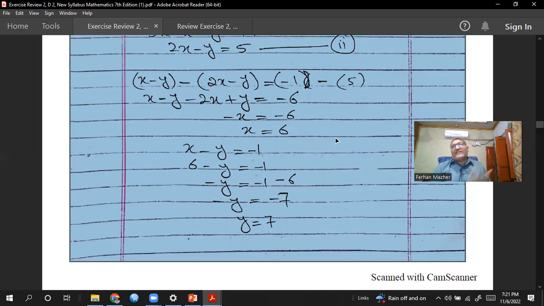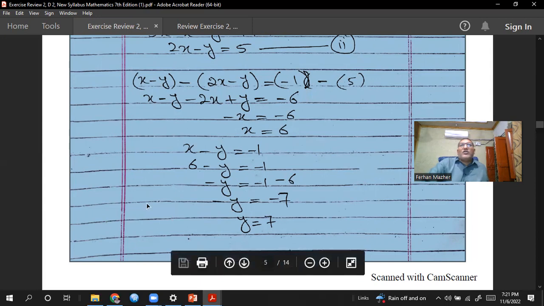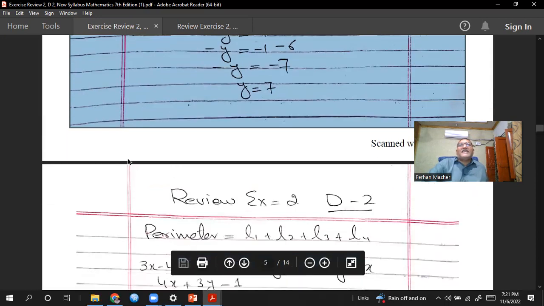So in place of x, I will put 6. So 6 minus y is equal to minus 1. So minus y will be equal to minus 1 minus 6. So minus y will be equal to minus 7. Minus minus will be cancelled. So y will be 7. Now I know x is 6 and y is 7.